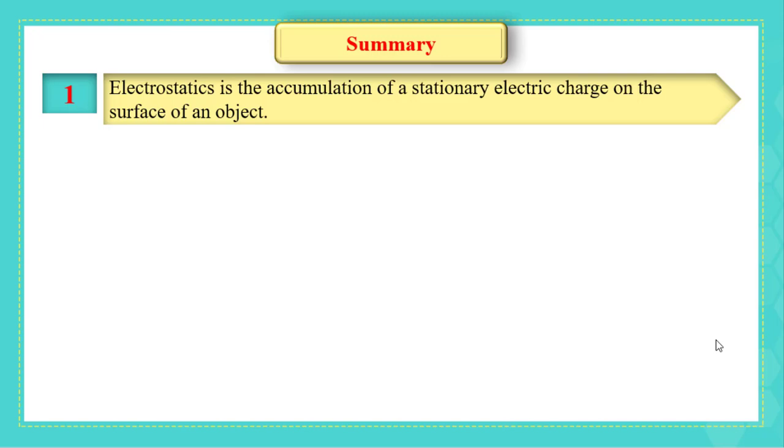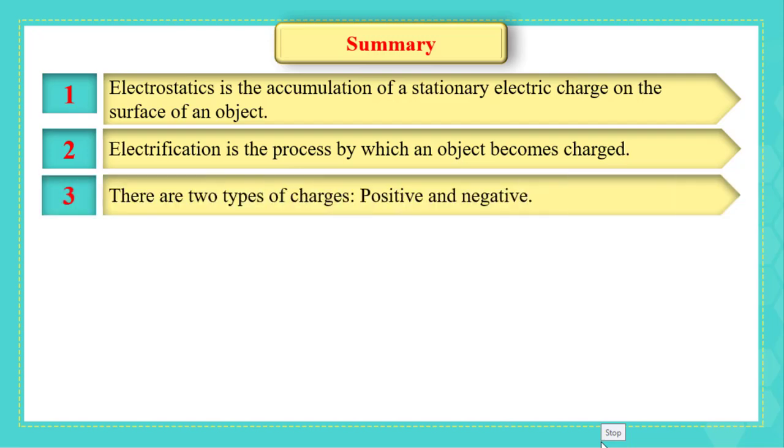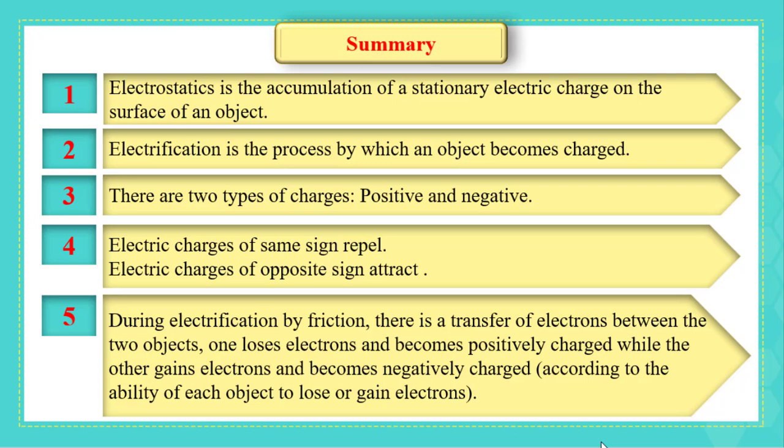Electrostatics is the accumulation of stationary electric charge on the surface of an object. Electrification is the process by which an object becomes charged. There are two types of charges, positive and negative. Electric charges of the same sign repel, electric charges of opposite sign attract, and finally, during electrification by friction, there is a transfer of electrons between the two objects. One loses electrons and becomes positively charged, while the other gains electrons and becomes negatively charged, according to the ability of each object to lose or gain electrons.